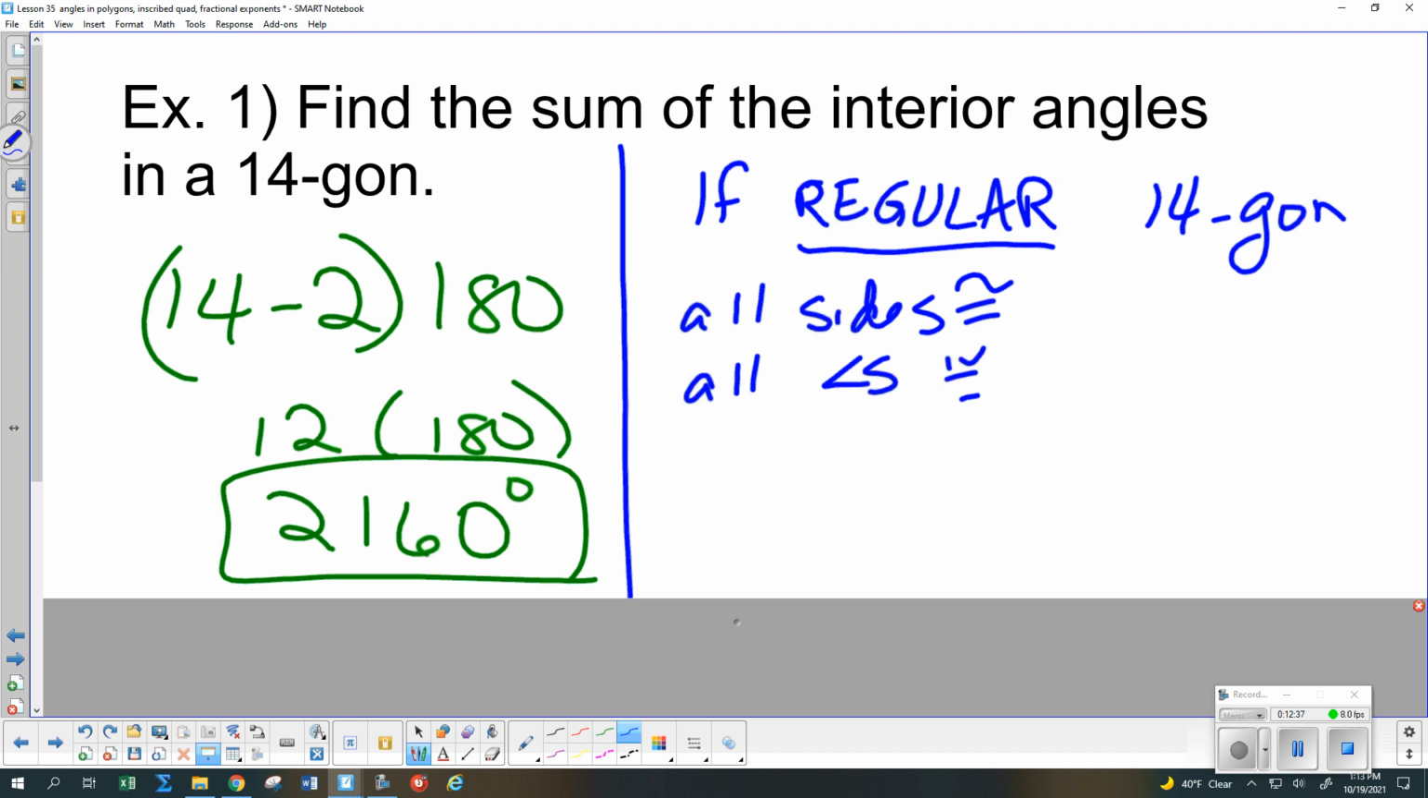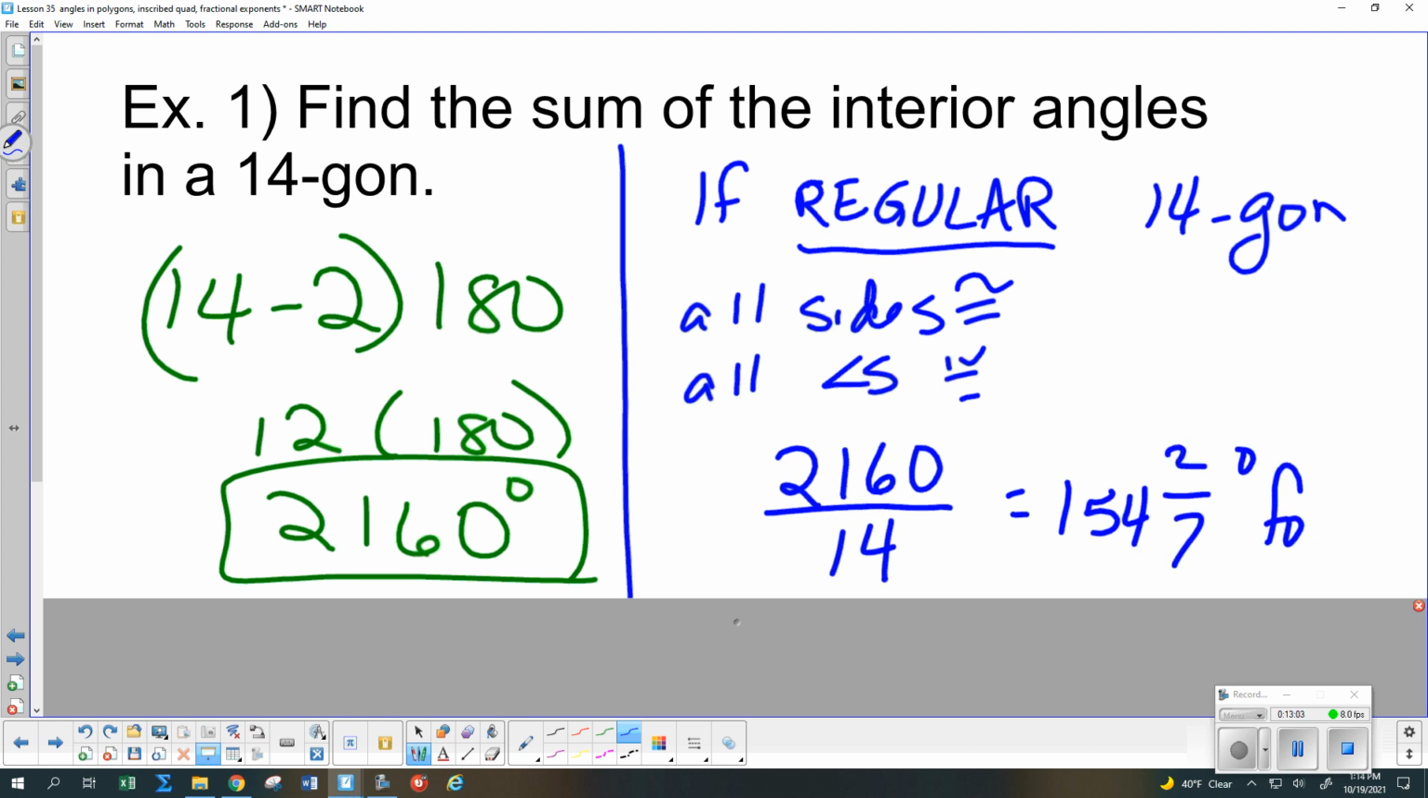So x plus x plus x plus x, they're all the same. 14 x's equals 2,160. How do I get just one of those x's? What am I going to need to do? And it only works if it's regular. I have to know they're all the same. And that's not going to be a real nice number. In this case, it would be 154 and 2/7 degrees for each angle. But that only works if it's regular, if you know that they're all the same. Otherwise, they could all be different, so there's no way of doing that.